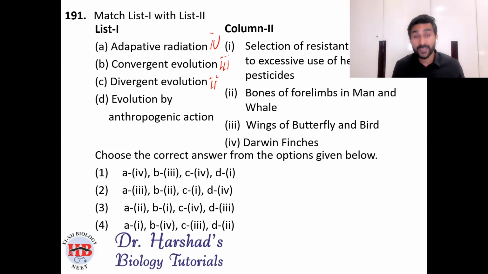Evolution by anthropogenic action is the creation of new species because of humans. They have given you examples of DDT resistant mosquitoes and insects. So statement number 1 will match with D. So A4, B3, C2, D1.